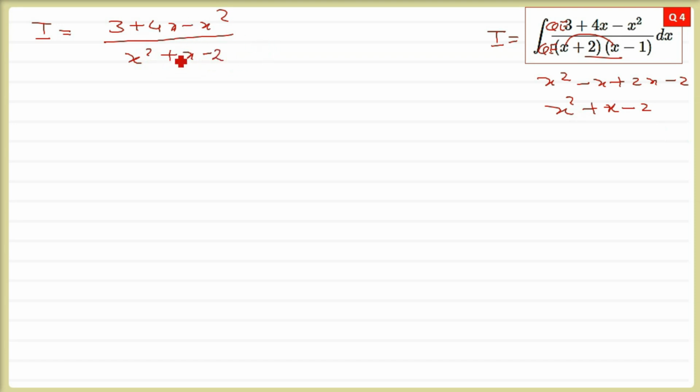Now you have to equate somewhere or put x square plus x minus 2 to get it in the numerator. Now first you need to have this negative x square.